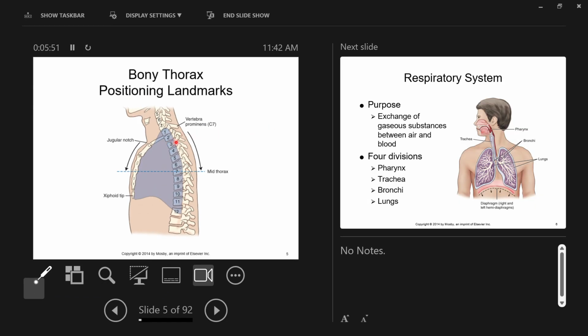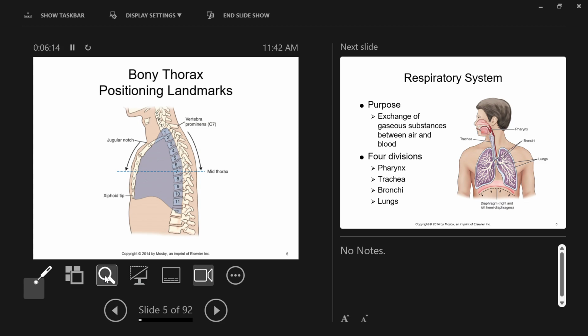Okay, the next thing is we'll need to get familiar with some basic positioning landmarks on the body. We use these bony landmarks because bones pretty much stay in one spot in the body, and we want to use them to find our center, things like that, okay? So two bony landmarks for the chest that are important. There's a few, but two that I think are the most important.